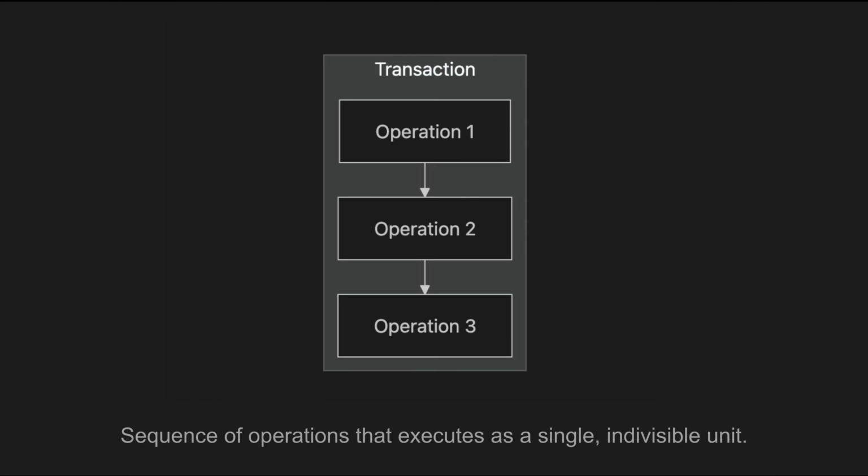Formally speaking, a database transaction is a sequence of operations that execute as a single indivisible unit. By indivisible, we mean that the database never exposes a half finished result. Either everything inside the transaction succeeds or none of it does.